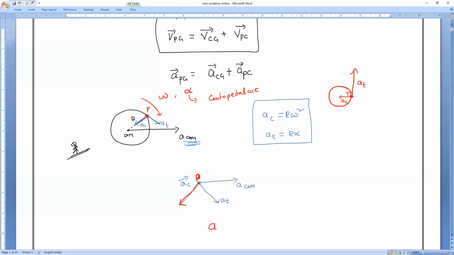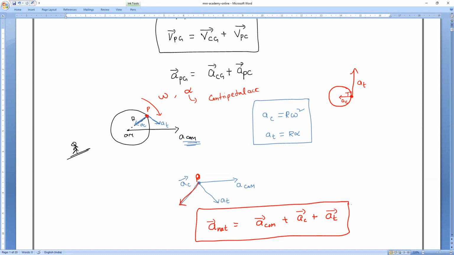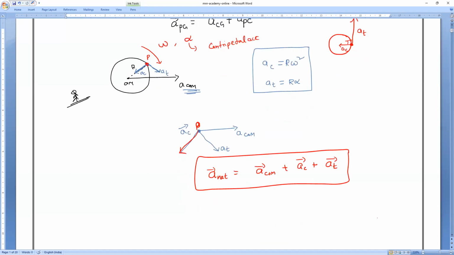Now what is the net acceleration, everybody? Net acceleration is equal to the acceleration of the center of mass plus centripetal acceleration plus tangential acceleration. So this is the net acceleration. That is what you have to understand. I hope you are all clear. So for any particle, this is what will happen for the acceleration. Is it okay, everyone?